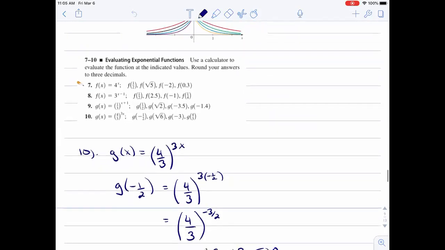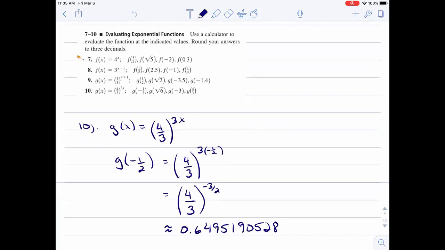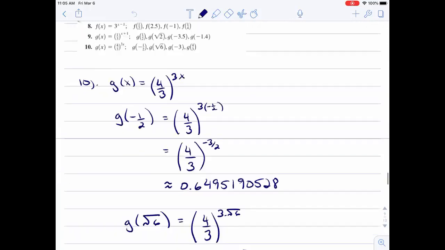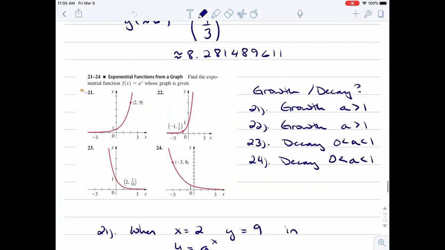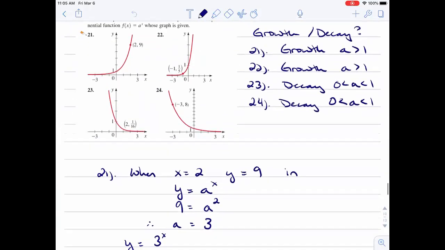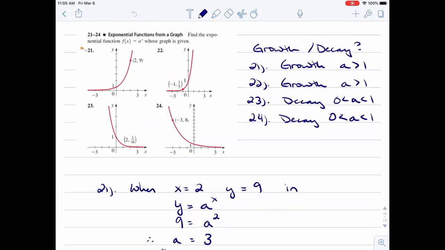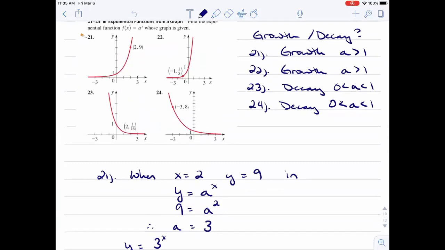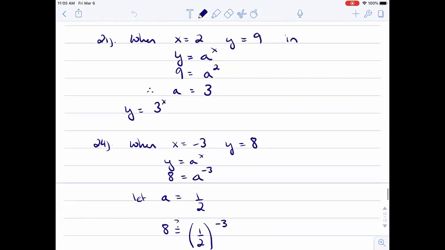And then we used our calculator to figure out how do we calculate these things, right? And that's just a matter of getting to know your calculator, right? Knowing how to use it. And then we looked at some graphs. We're not going to have to do this right on a test, but it's good to kind of figure out the behavior, right? So if we're given a point, we can figure out if it's growth or decay, that kind of thing.